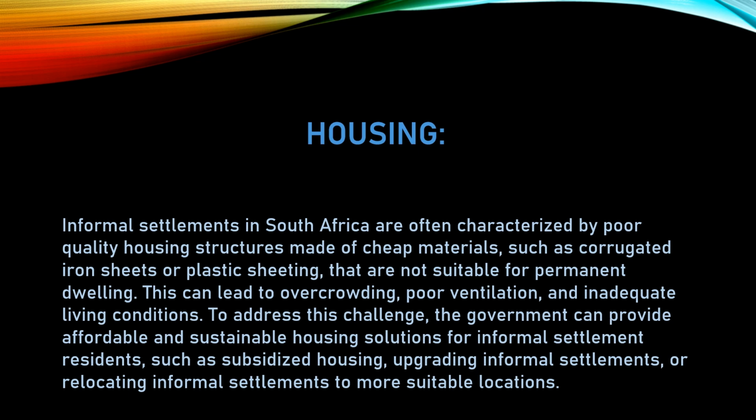So it's a lot. So we are going for housing, which is very essential for any settlement. Without housing, I don't think there can be a settlement. But then, informal settlements in South Africa are often characterized by poor quality housing structures made of cheap materials such as corrugated iron sheets or plastic sheeting, that are not suitable for permanent dwelling. This can lead to overcrowding, poor ventilation, and inadequate living conditions.